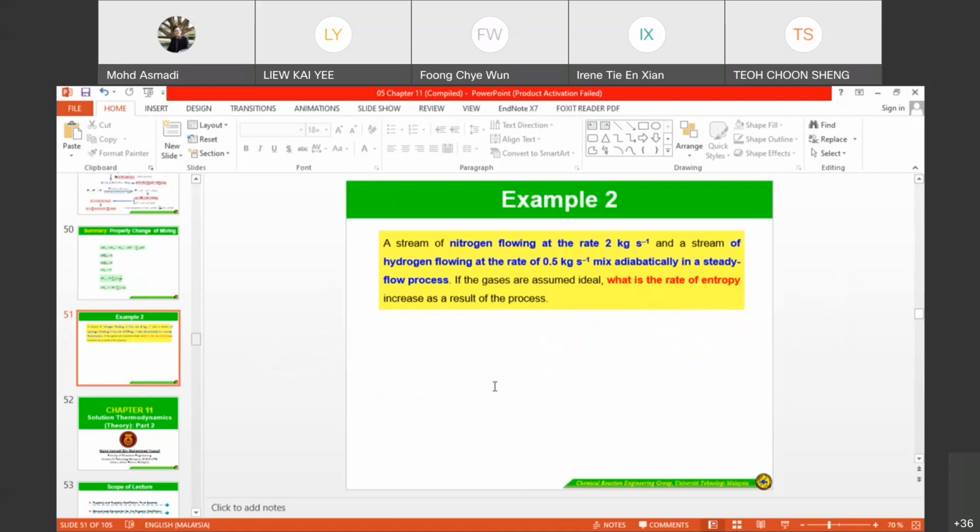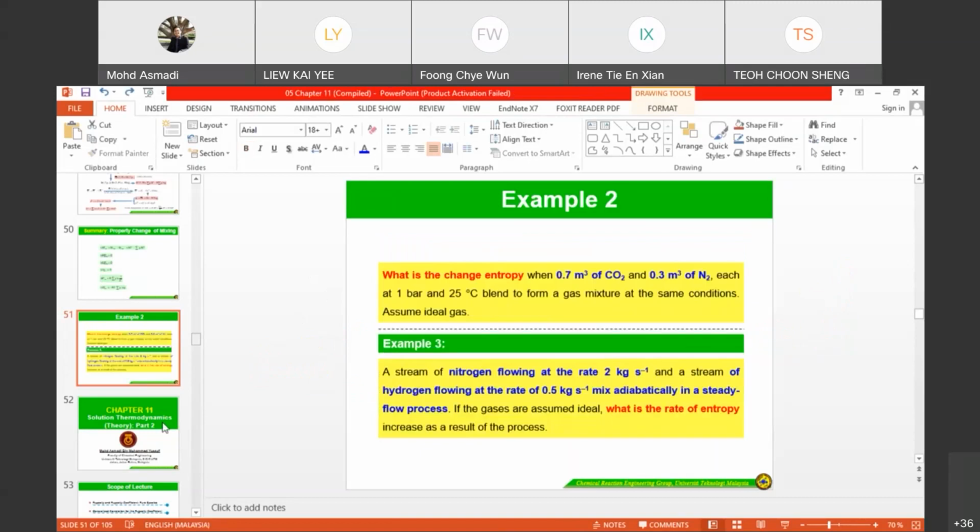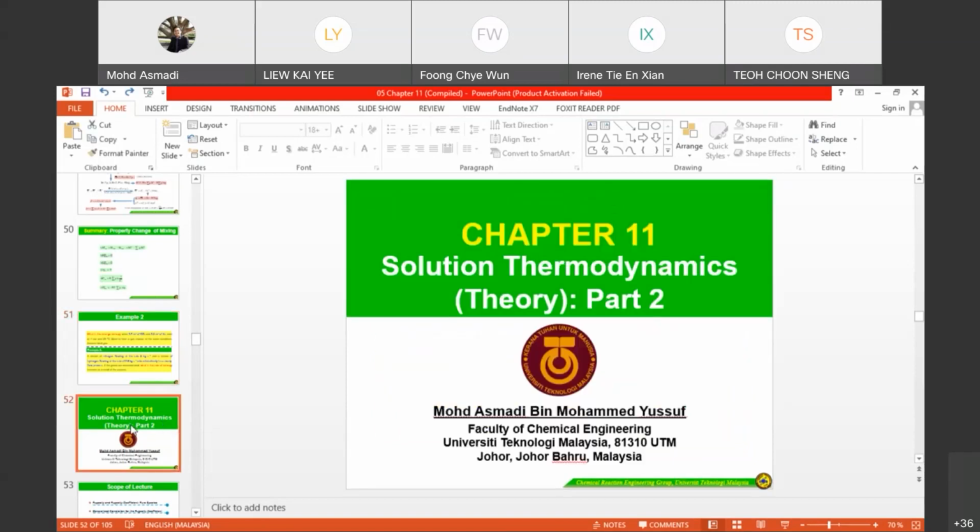Okay, so I hope everybody can get the similar or almost similar answer. Is there any negative? Please check whether there is a negative or not. My answer is 1412.56 joule per second Kelvin. Okay. So let's move to the next part. This is about the fugacity lah.